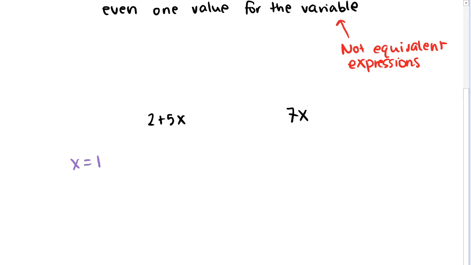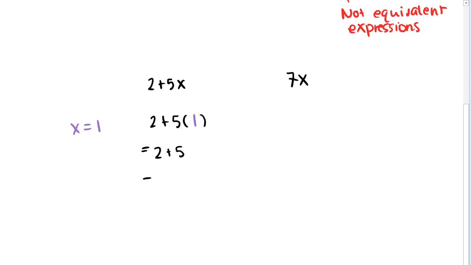Right, so what happens when we let x equal 1? I would get 2 plus 5 times 1 for this left expression, and this is 2 plus 5, right, because we do the multiplication first before the addition, and this gives us 7. Well, here's 7 times x. Well, if we're letting x be 1, then this is just 7 times 1, which is just 7. So we get the same result from this first expression and this second expression when we plug in x is equal to 1. And so are these two expressions equivalent?